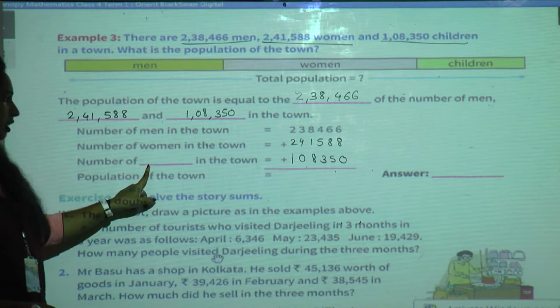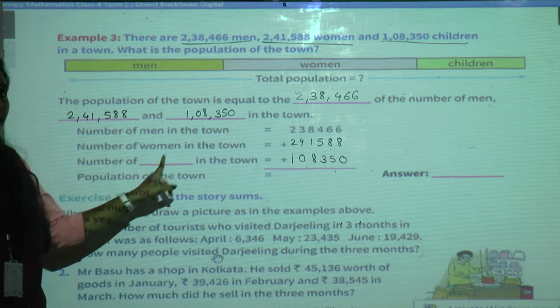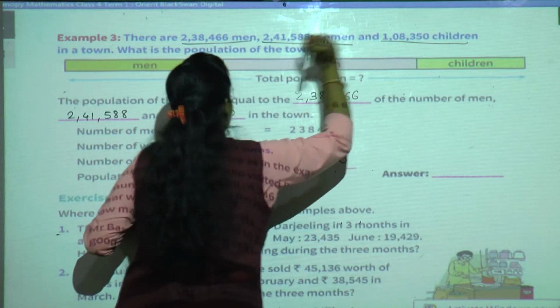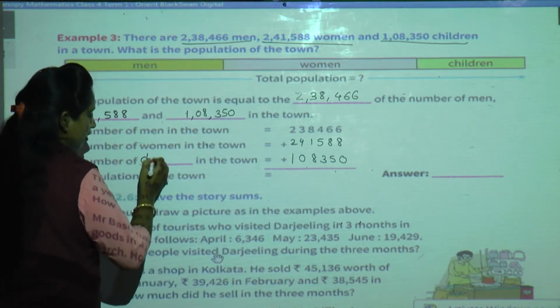See, here they had given fill in the blanks. The number of dash dash in a town. We have written men, women, what is remaining? Children. So write here children.